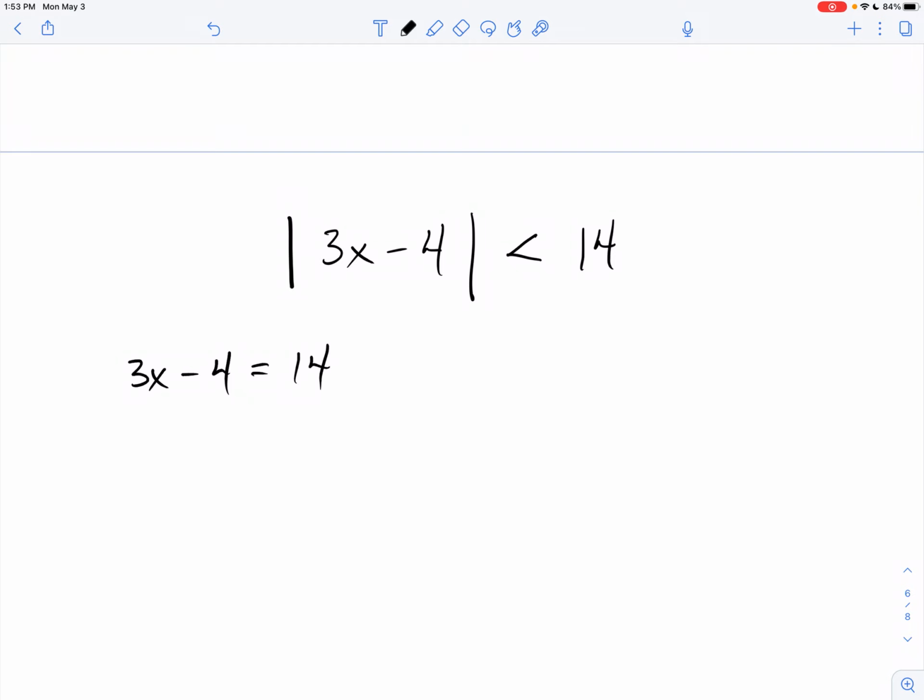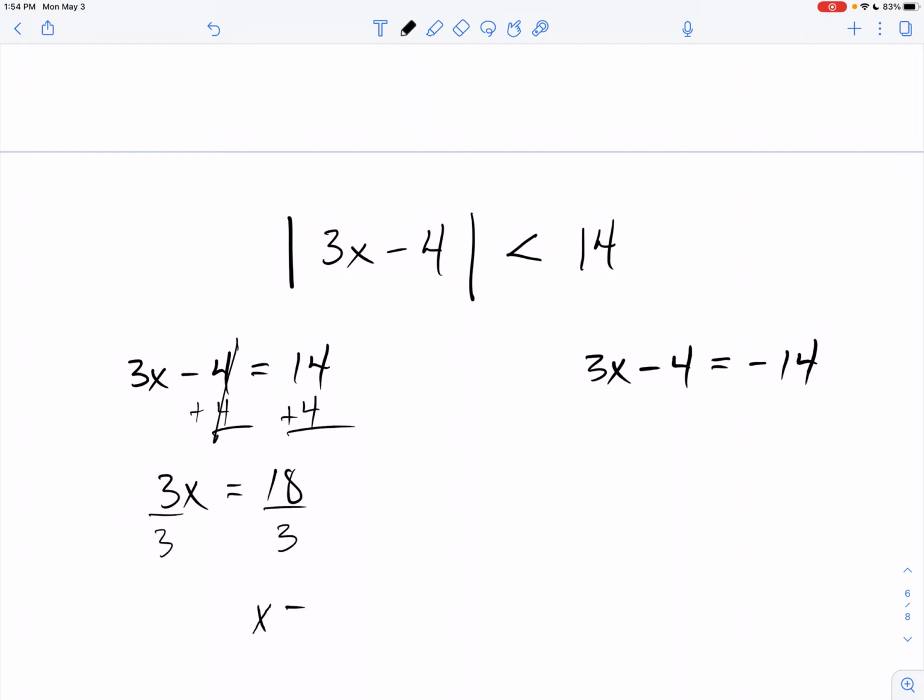Let's find out what two values this is between. So there's one of my statements. There's my other statement. It's going to say equals negative 14. And let's solve this. I moved the 4. I don't know if you already worked ahead of me and said the answer is 6, but it is. X equals 6 is one of my critical values.